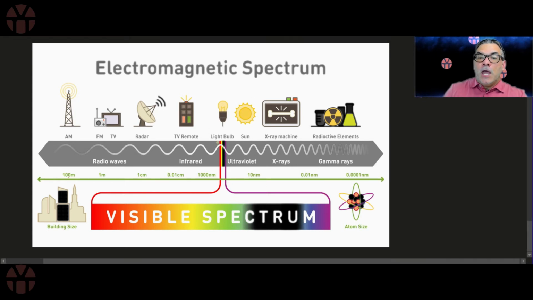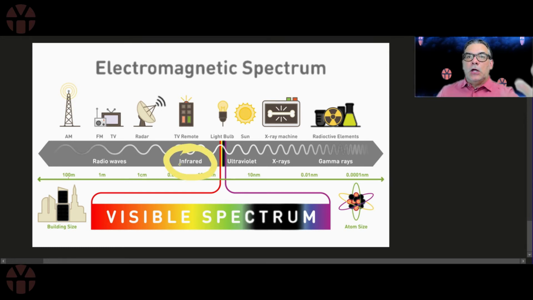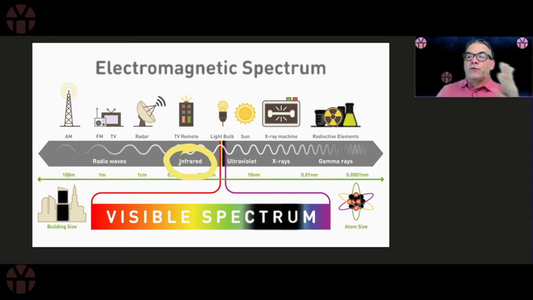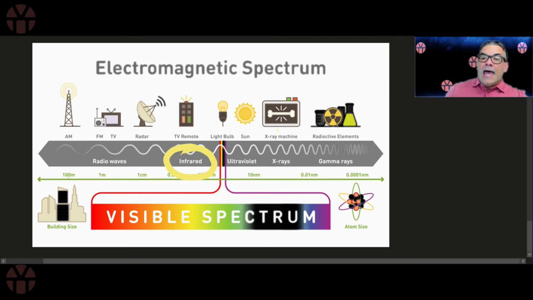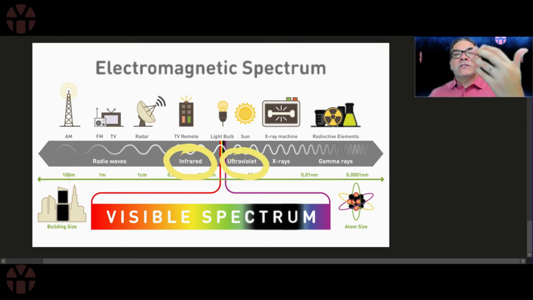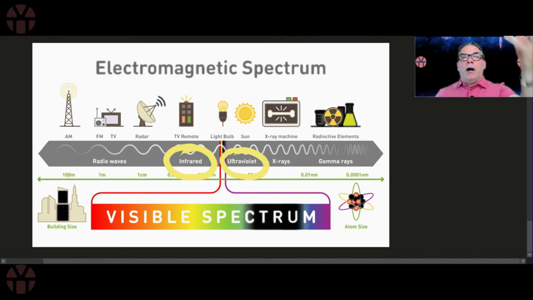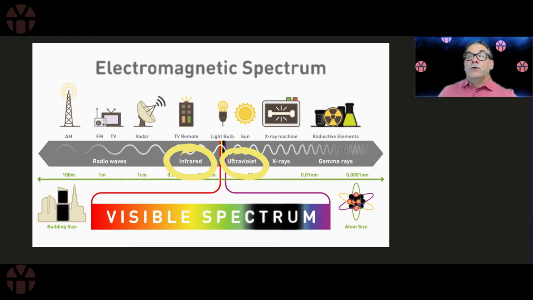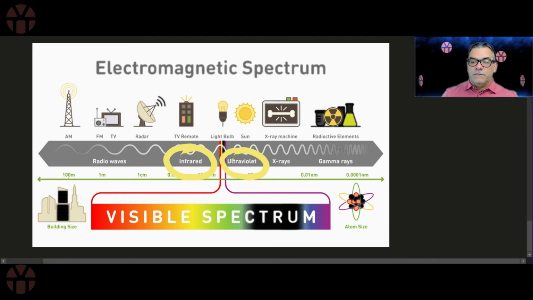Just below red, we have the prefix infra, below or within, right? So infrared, below red. And then just above my visible light, you have the prefix ultra, superior, above, better, etc. So infrared, lower in energy than visible light. Ultraviolet, higher in energy than visible light.